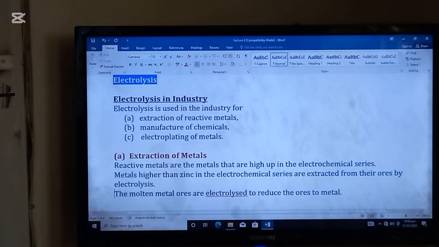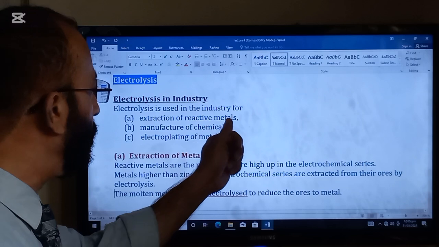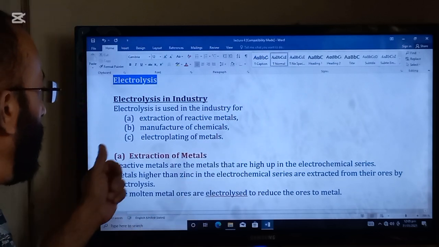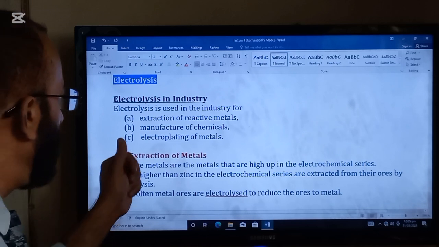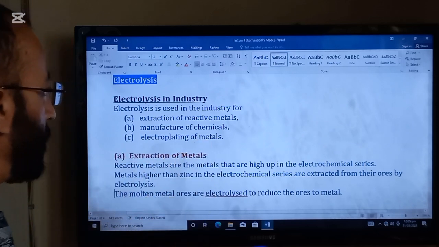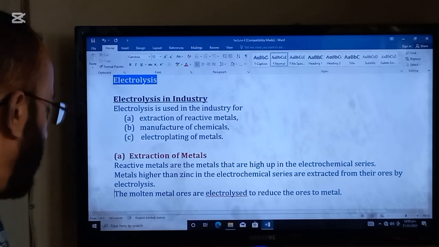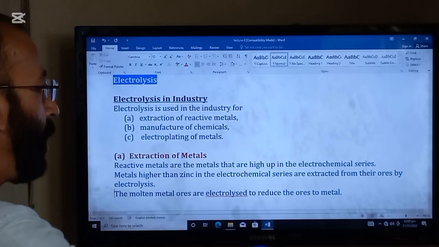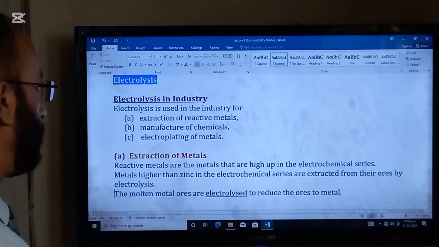So concentrate yourself. Electrolysis is used in the industry for number one, extraction of the reactive metals. Number two, manufacture of the chemicals. Number three, electroplating of the metals. So now we will read one by one these three things in detail.